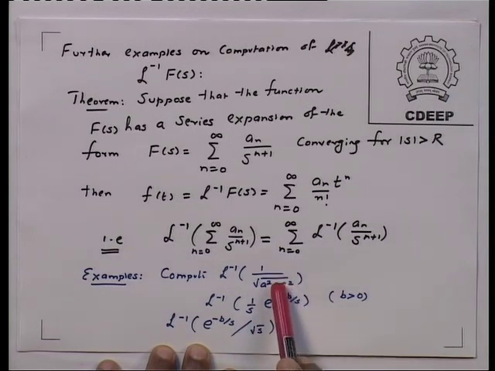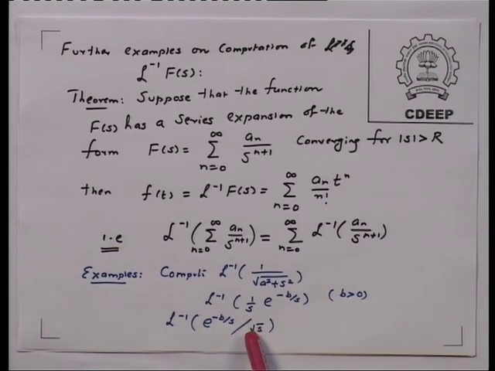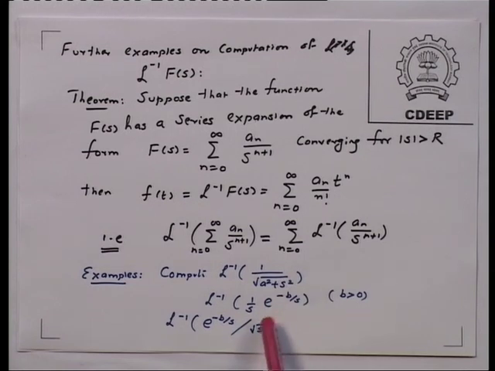This first one we are going to do, the second and the third one are exercises. So, jot down just these two, the last two. Compute L inverse of 1 over s e to the power minus b by s, and L inverse of e to the power minus b by s upon root s. This last example is very important.